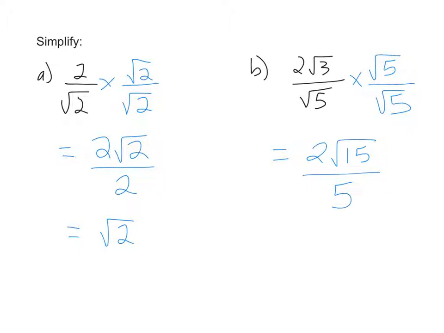Can we simplify that further? I don't think so. There's no common factor. Like the other one had a 2 as a common factor, but 2 and 5 can't be simplified, and 15 doesn't have a perfect square factor, so that one's done.